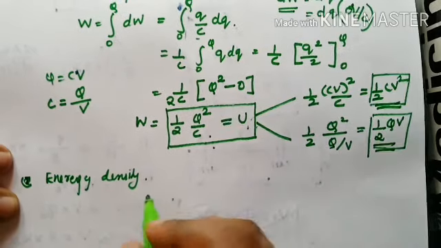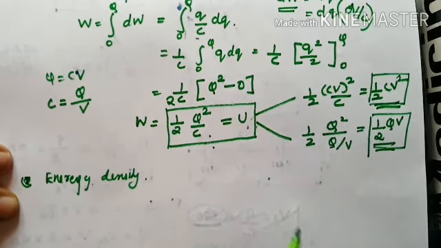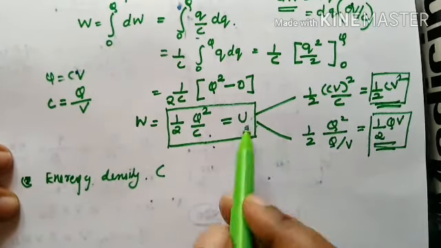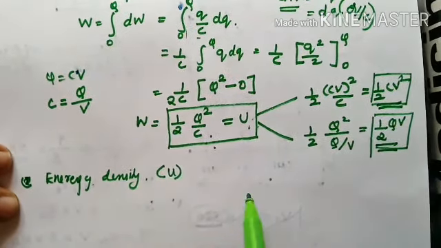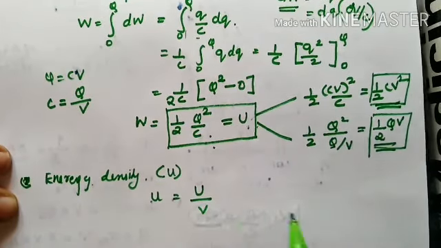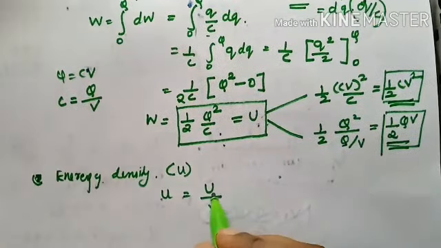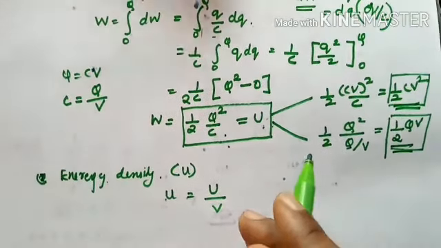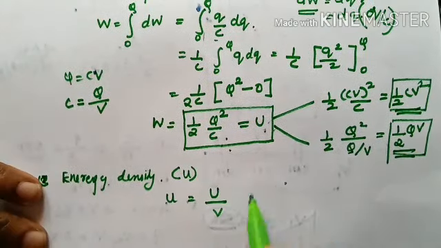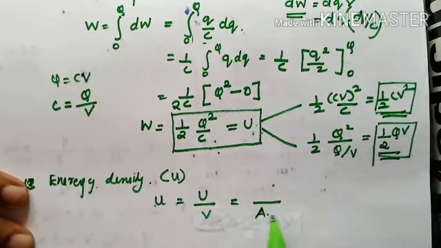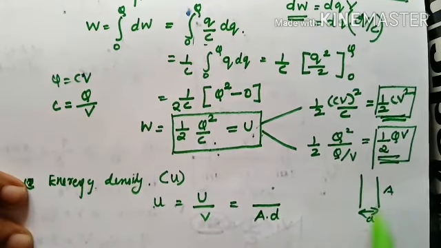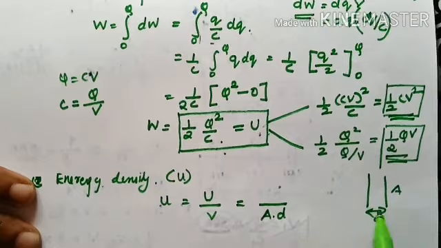Energy density means energy stored per unit volume of space. Energy stored is capital U, and energy density is small u. That is energy stored per unit volume, right? So in the case of a parallel plate capacitor, what is the volume? It is area into distance between the plates, right? This is D, this is A, and the volume will be A into D.